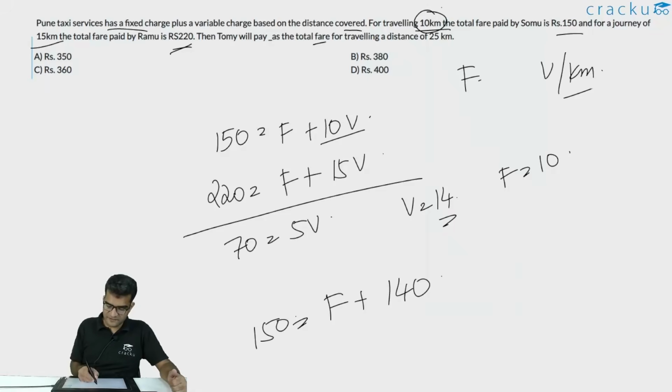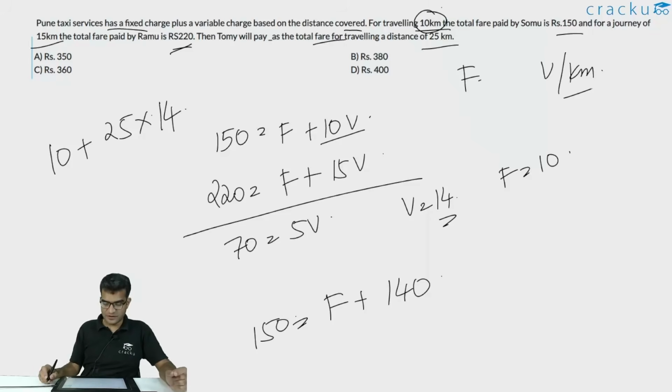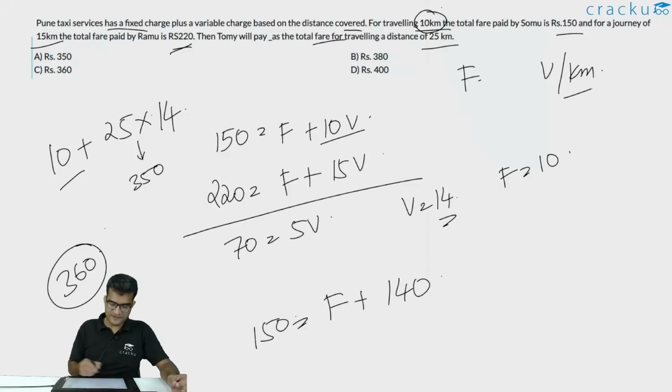So what is the total fare for traveling a distance of 25 kilometers? That will be 10, which is the fixed cost, plus 25, which is the distance, into V, which is 14. 25 into 14 is equal to 350, plus 10 will be 360. So the total fare will be rupees 360, which is option C.